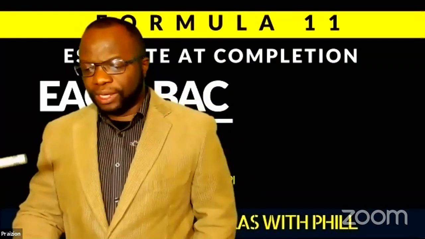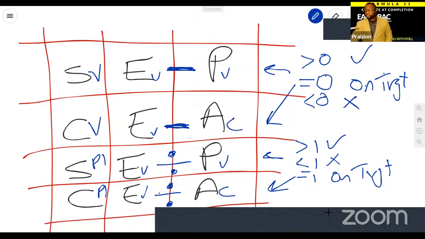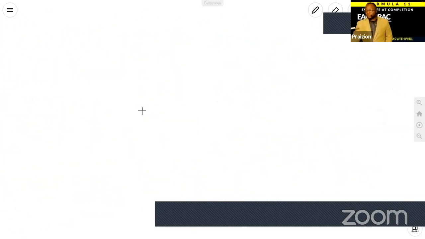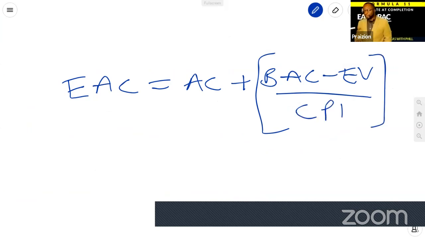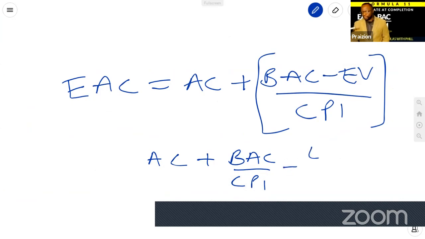So this formula behind me, the real formula, is actually EAC equals AC plus BAC minus EV, divided by CPI. That is the real formula. But if you were to solve this, you end up getting AC plus BAC divided by CPI, minus EV divided by EV over AC.